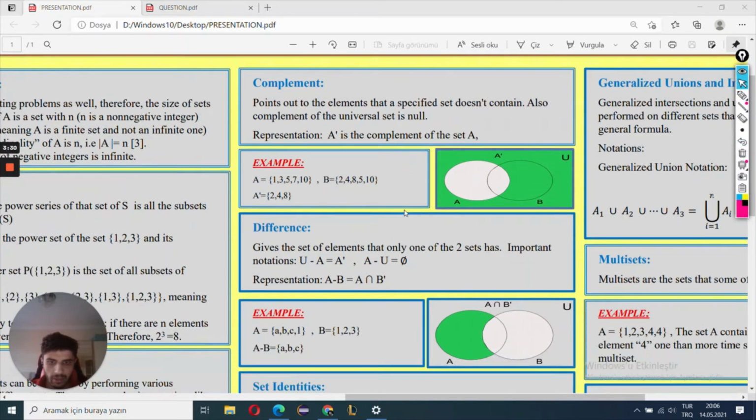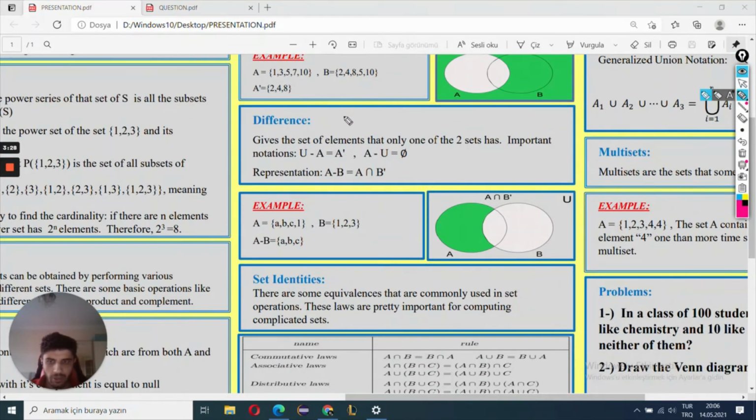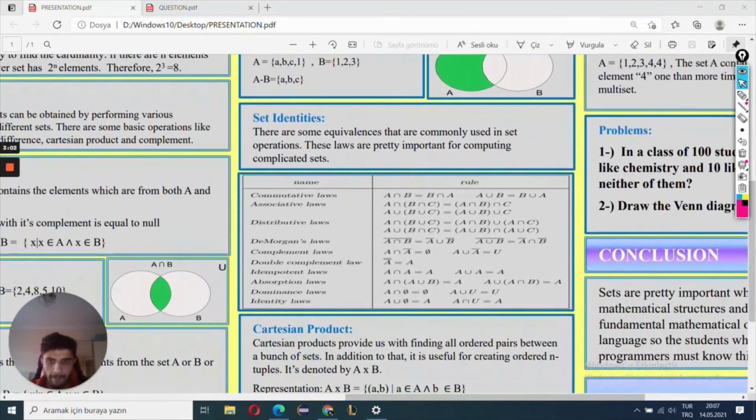Okay, let's look at the next one, difference. We are using complement in difference too. It gives the set of elements that only one of the two sets has. Its representation is like that, and we can also use that. For example, A contains a, b, c, and 1. B contains 1, 2, 3. So A's difference from B is equal to a, b, c, because B doesn't contain these elements, but A contains them.